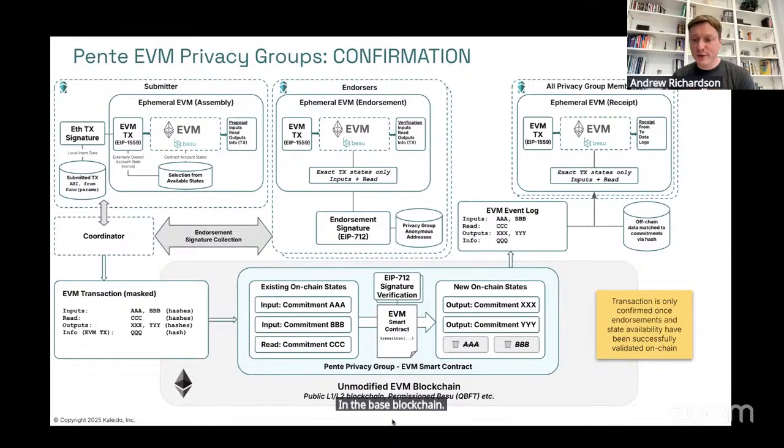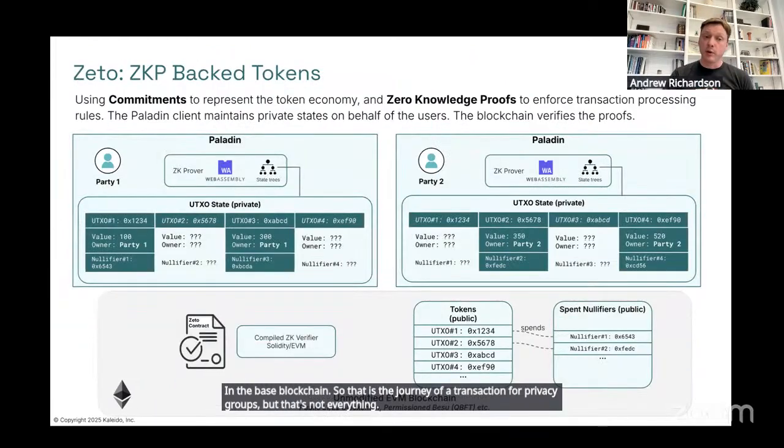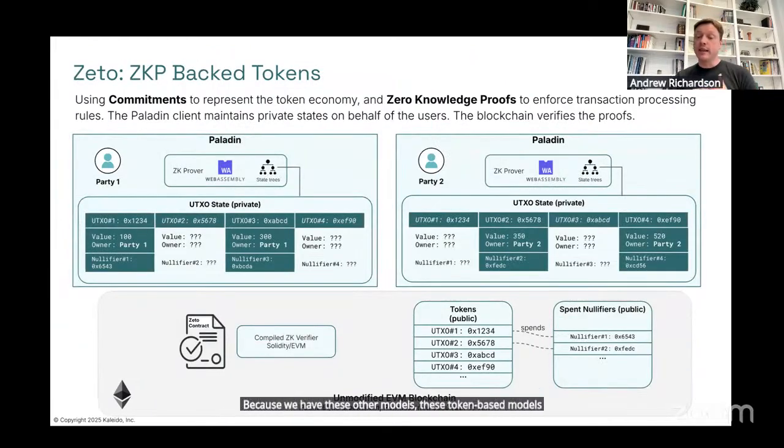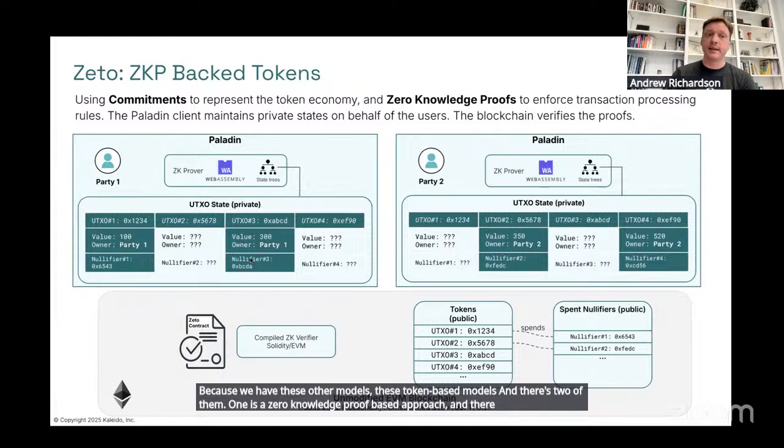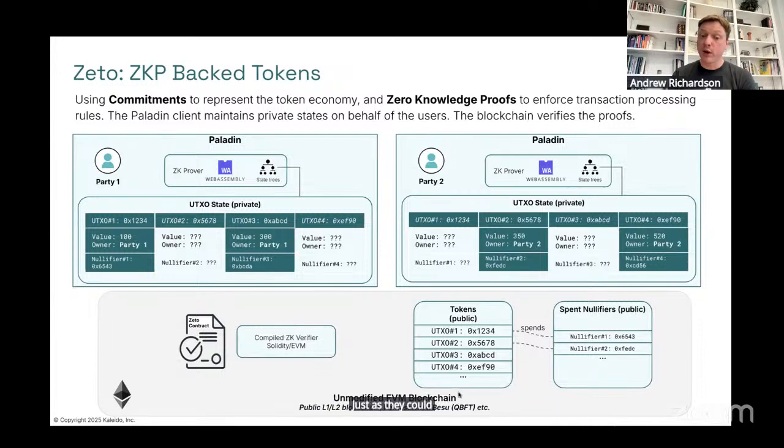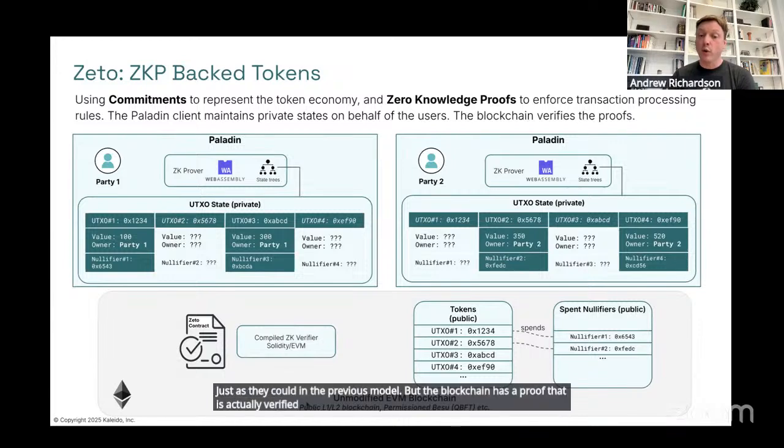So that is the journey of a transaction for privacy groups, but that's not everything because we have these other models, these token-based models, and there's two of them. One is a zero-knowledge proof-based approach, and there's a pretty sophisticated implementation called Zeto, which is actually maintained as a separate LFDT lab. Jim may do a future session talking about this in detail. And with a zero-knowledge proof approach, everybody can see every transaction on the blockchain, just as they could in the previous model, but the blockchain has a proof that is actually verified by the blockchain that all of the rules of this smart contract were obeyed.